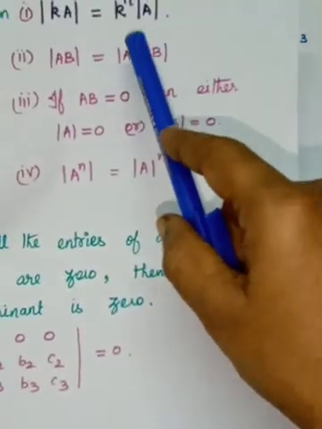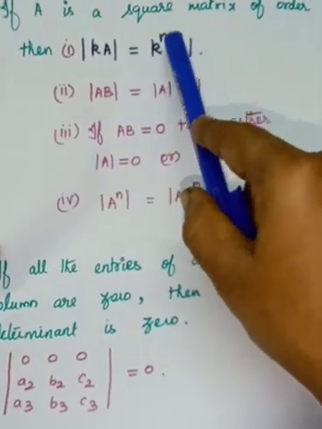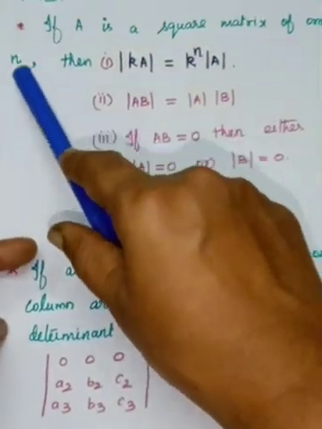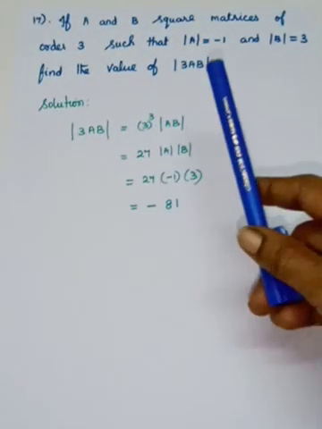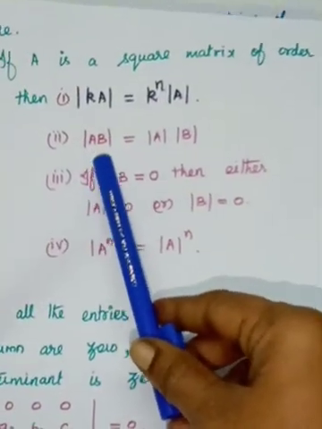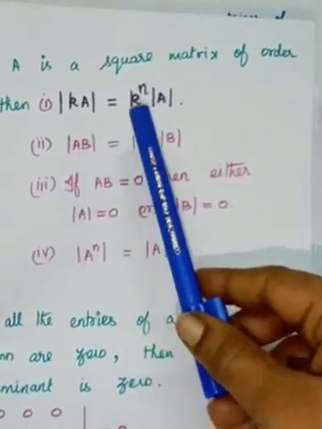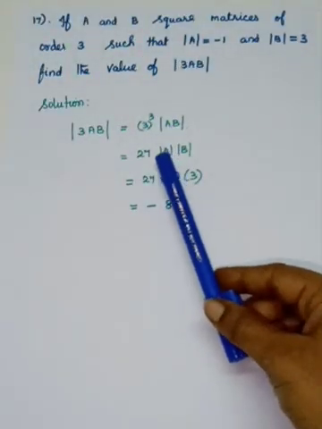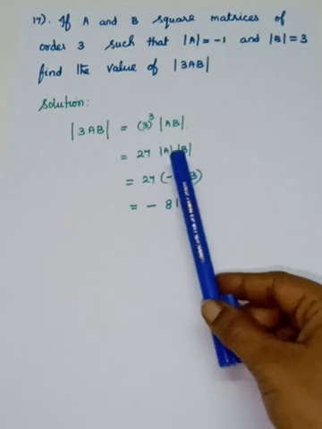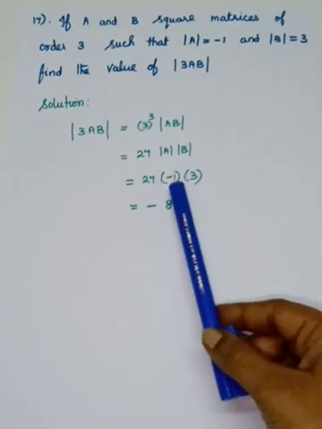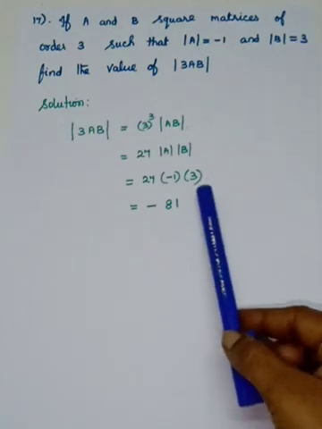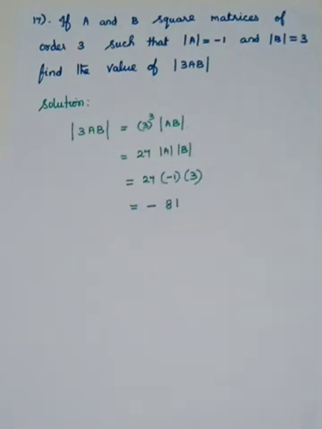According to this property, it is k power n. Here the order n is 3. Therefore, 3 cube into determinant AB. You know that determinant AB is equal to determinant A into determinant B. So it can be written as 3 cube, which is 27, into determinant A into determinant B. Determinant A is equal to -1 and determinant B is equal to 3. So when you multiply, your answer is 81.